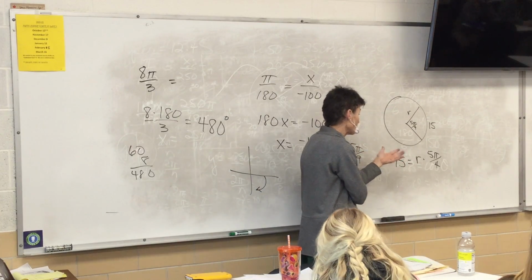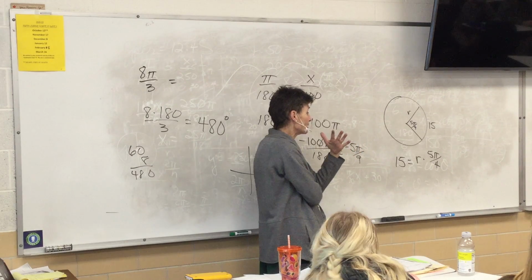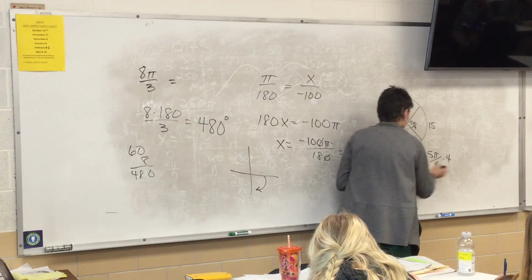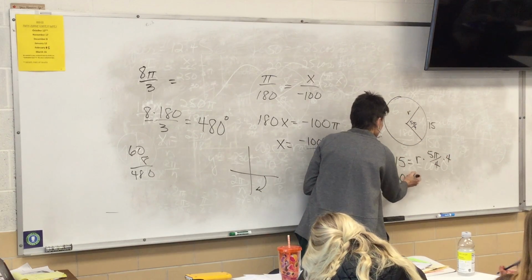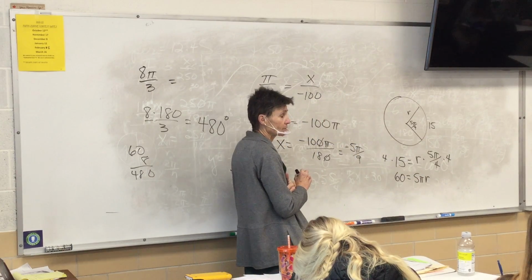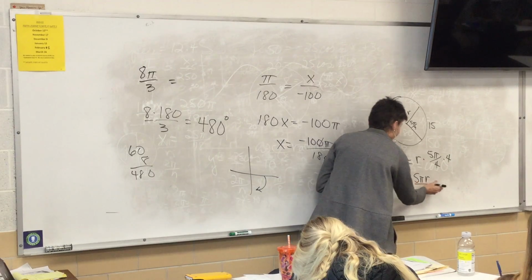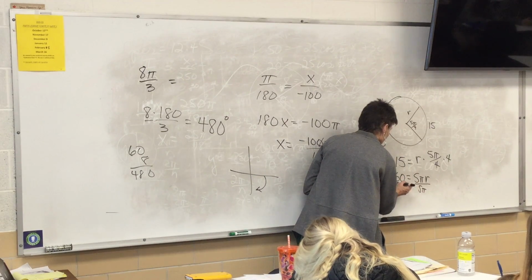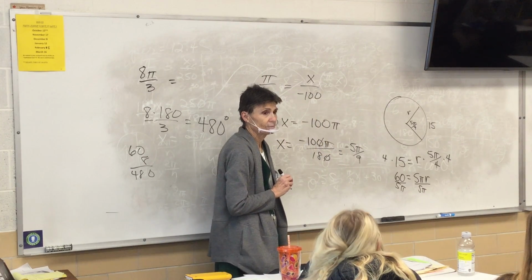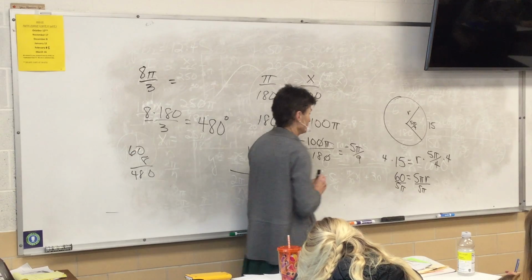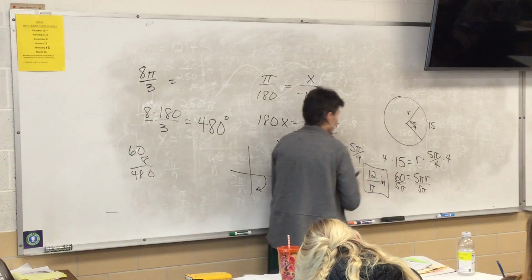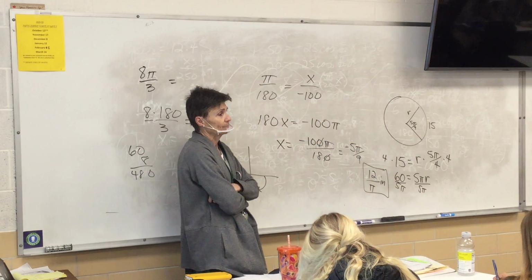Now, I don't care how you solve this, you got some options. Step by step methodically would be times by 4. So 60 equals 5 pi times r. And then divide by 5 pi. What's 60 divided by 5? 12. So we have 12 over pi inches as our reduced final answer.